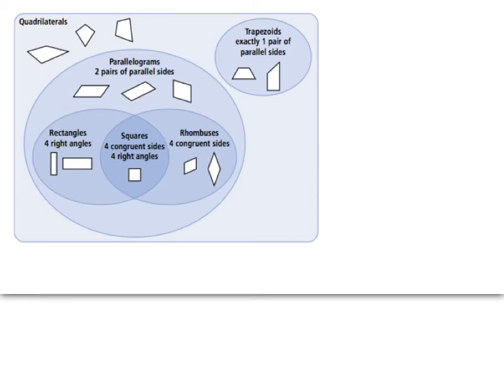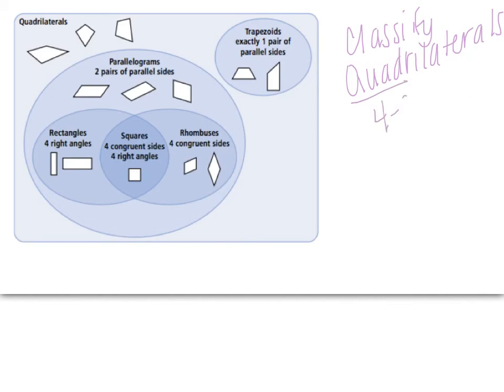Okay, this next diagram is going to be super important to help you classify. So we're going to use this to classify quadrilaterals. And if we're thinking quadrilaterals, we're thinking 4-sided figures. Okay? So if you notice, all of these shapes have 4 sides. So we can break these down. So let's start with trapezoid.